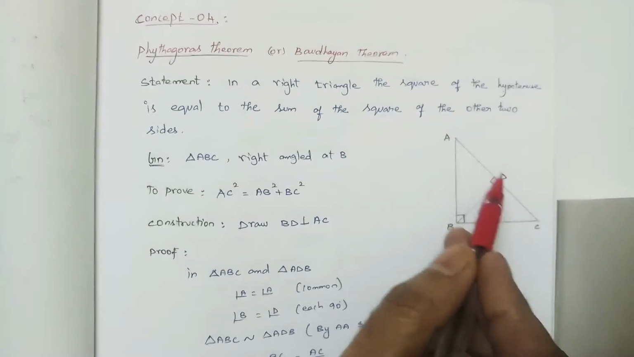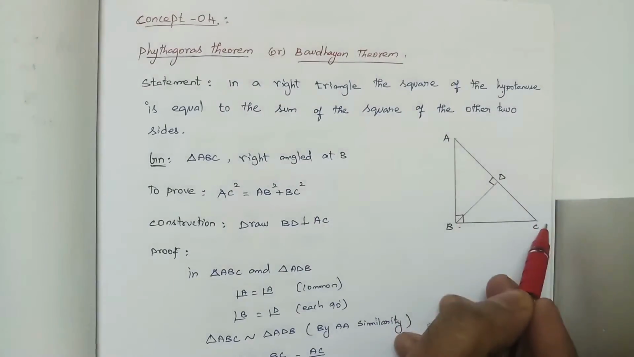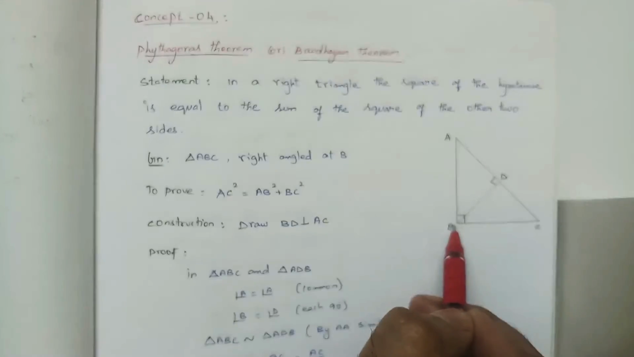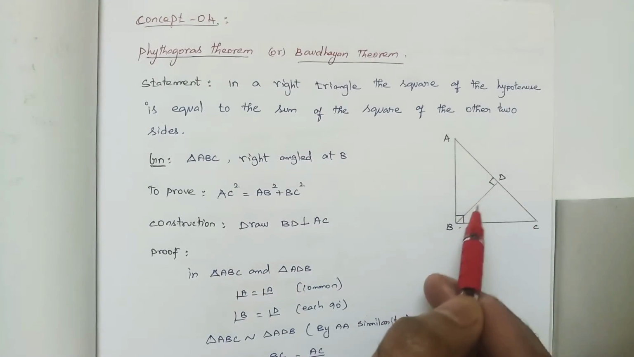Draw BD perpendicular to AC. So now we are having three right triangles, right? ABC is one right angle triangle. ADB is one right angle triangle. BDC is one right angle triangle. We are having three right angle triangles, right?